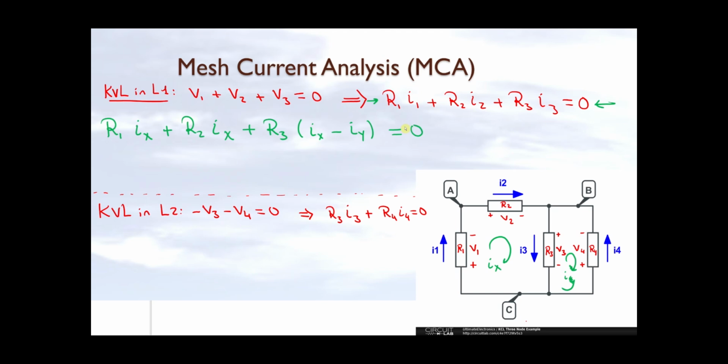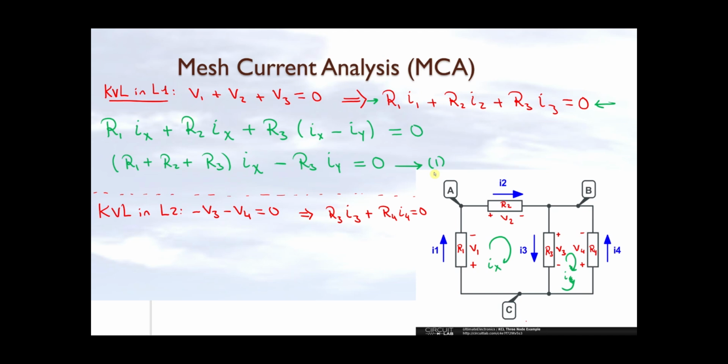Now a bit of algebra. Combine what belongs to Ix together and what belongs to Iy together. So I have R1 plus R2 plus R3 times Ix minus R3 Iy equals 0. Let me call this equation number 1 and stop here.